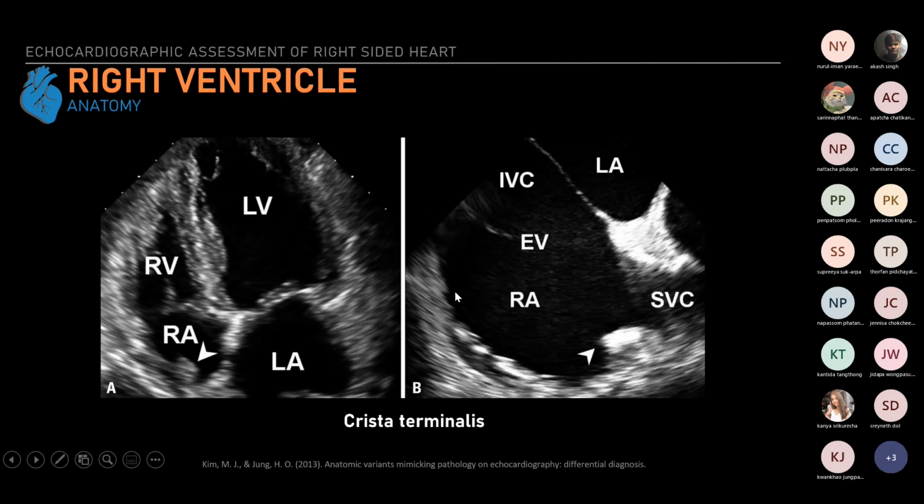The next one is the crista terminalis. The crista terminalis is a muscle ridge. It appears like a mesh which aligns from posterior in the right atrial chamber.